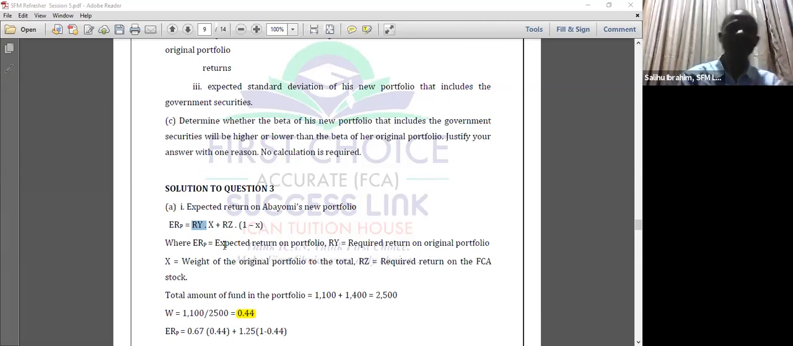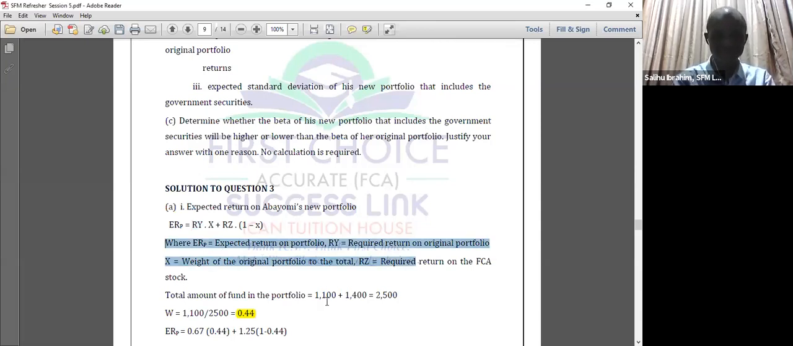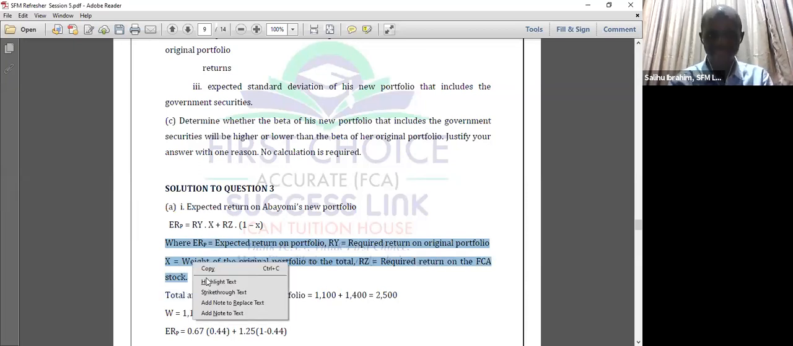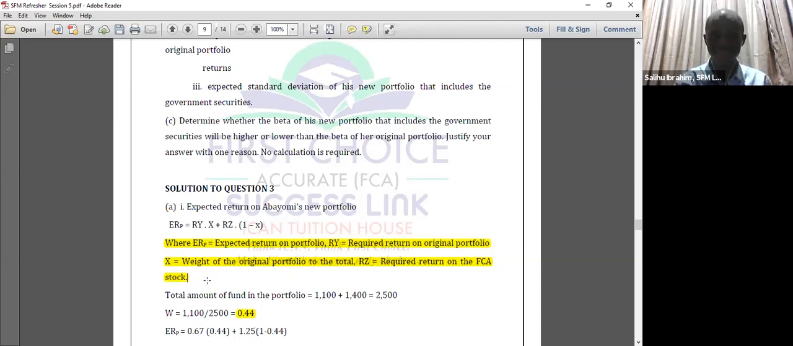Return on the second. Look at it. I've explained it here now. You didn't read what I wrote here. You didn't read this bit. I've explained all those things here. I just used letters to represent that. I said where ERP is the expected return on portfolio, RY is the required return on the original portfolio. I just use my Y to represent the original portfolio. I use Z to represent the required return on what? On the FCA stock. You can use a letter of your choice.